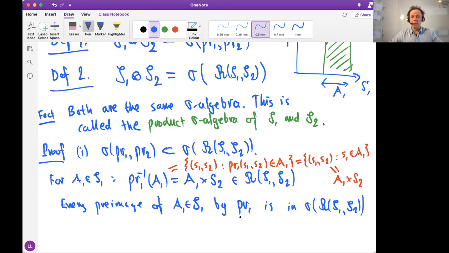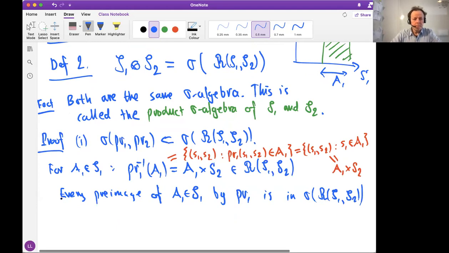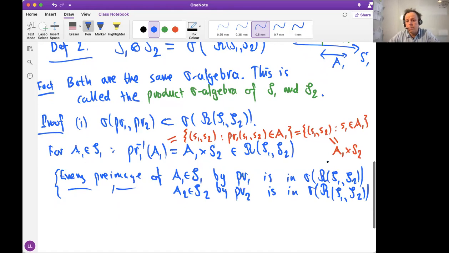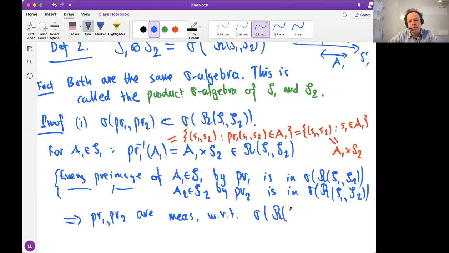Well, the same is of course true for the other coordinate projection as well. So if we do it by symmetry for the other coordinate projection, we get the same conclusion. So actually, if you look at this projection map, these are measurable with respect to this sigma algebra. So we conclude that these maps PR1, PR2 are measurable with respect to this right-hand side, this sigma algebra here.